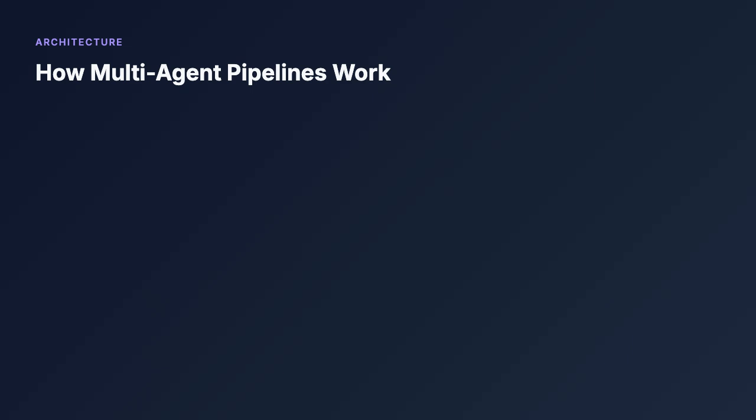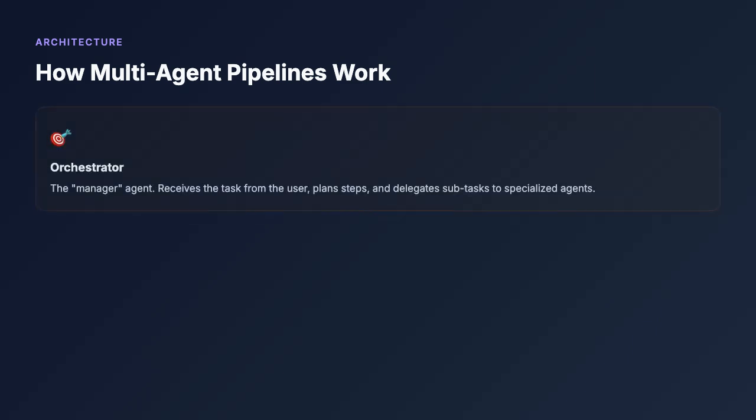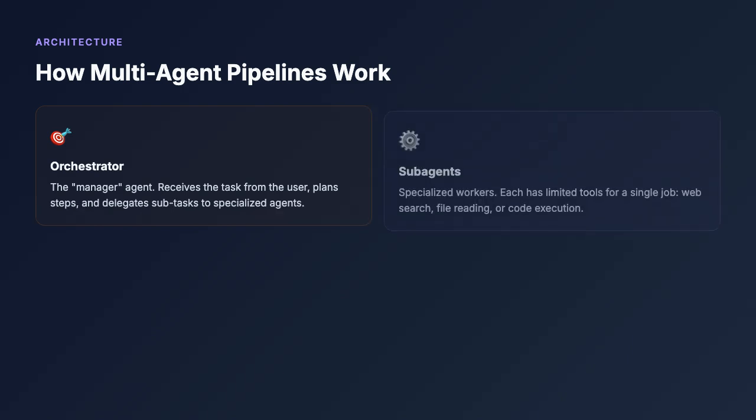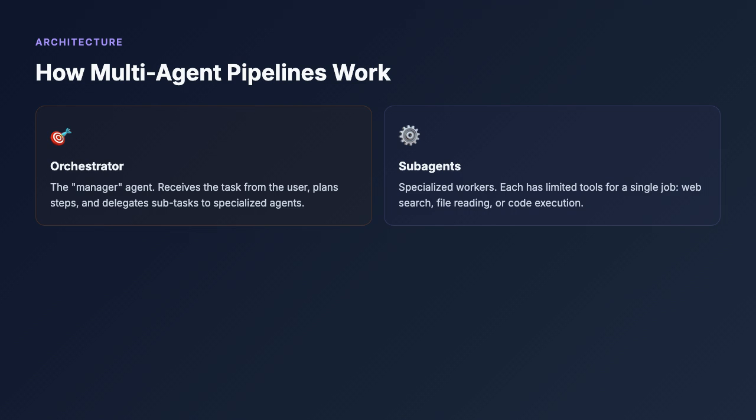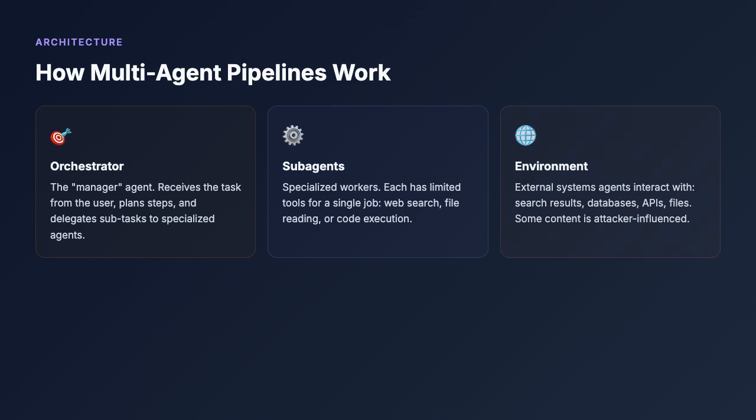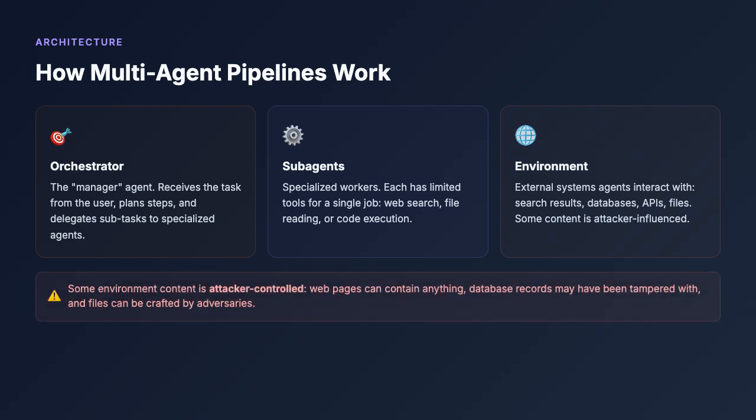Before discussing the attacks, let's understand the basic architecture. A typical multi-agent system has three roles. The orchestrator is the manager agent. It receives the task from the user, plans a sequence of steps, and delegates subtasks to specialized agents. The subagents are specialized workers. Each has a limited set of tools focused on a single job: web search, file reading, or code execution. The environment includes all external systems the agents interact with: search results, databases, APIs, and file systems. Critically, some of this content is attacker-influenced. Web pages can contain anything, database records may have been tampered with, and files can be crafted by adversaries.